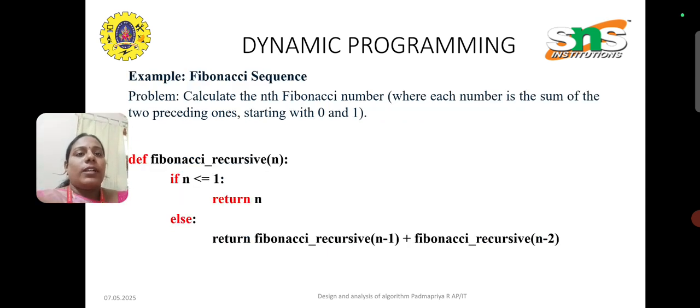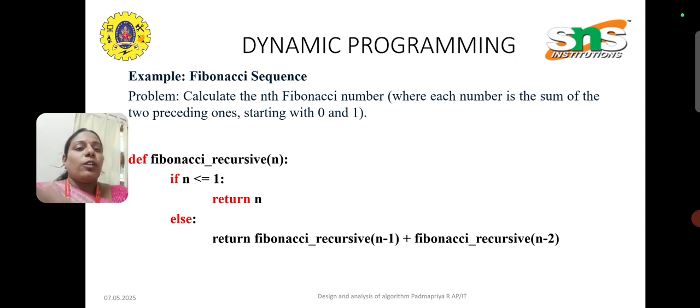An example of dynamic programming is the Fibonacci sequence. Generally, in the Fibonacci series, we add a number with the preceding two numbers. Starting with 0 and 1, we add those two numbers, and each new number is the sum of the preceding two numbers. That is the Fibonacci sequence.